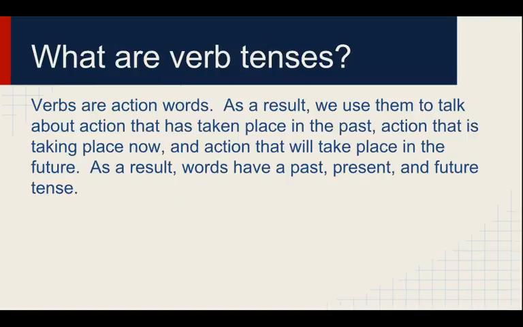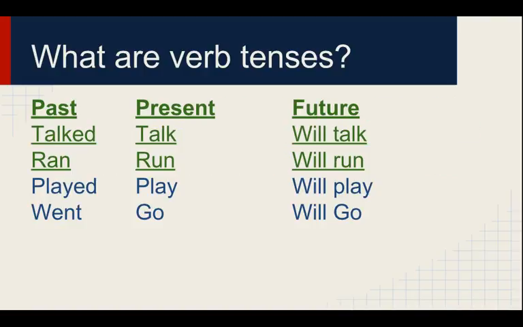Verbs are action words. As a result, we use them to talk about action that has taken place in the past, action that is taking place now, and action that will take place in the future. Because of this, verbs have a past, present, and future tense. In the past tense, we typically add ed to words: talked, played. But some words are irregular. Ran is the past tense of run. So we talked, we ran, we played, we went. These all happened in the past.